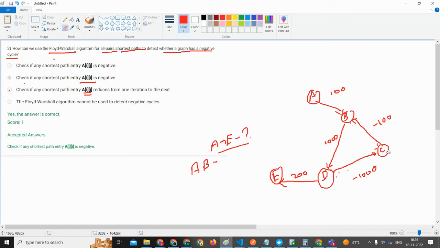Now you tell. See, this is a cycle. This is a cycle, right? And this is the negative cycle. Yes or no? Yes, it's a negative cycle. Very good. Go ahead.